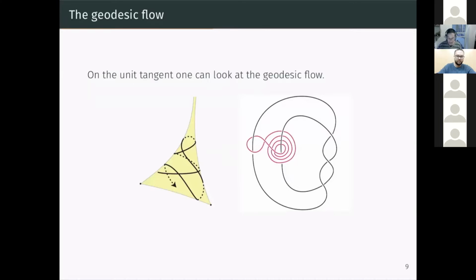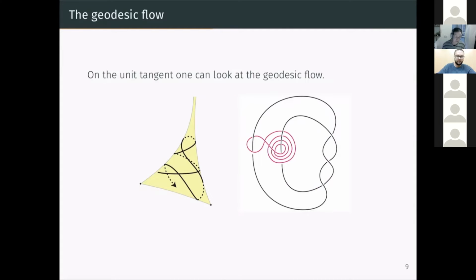So this is the geodesic flow, and here in black is also a trefoil, just a different projection of the same knot. And here in red, you see a closed geodesic, so a closed orbit of the geodesic flow in the unit tangent bundle, in the 3-dimensional manifold. So we have a different flow, it's volume preserving, it's a very nice flow.